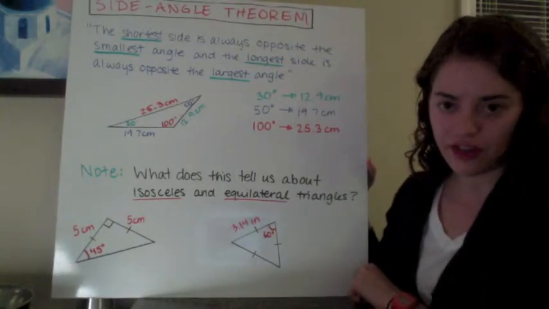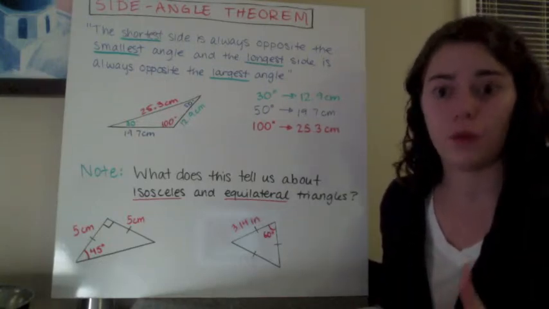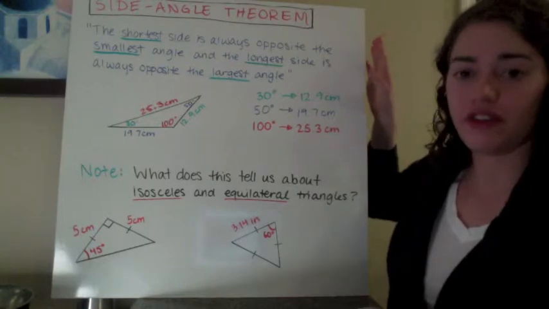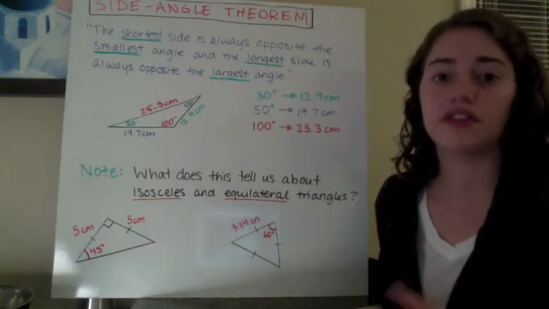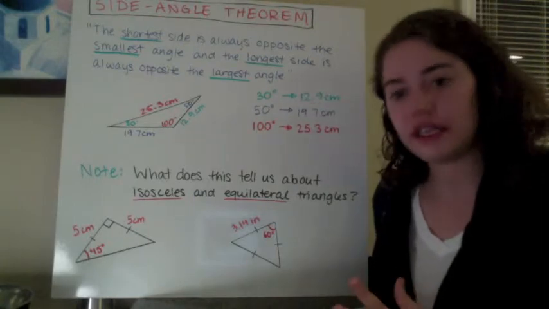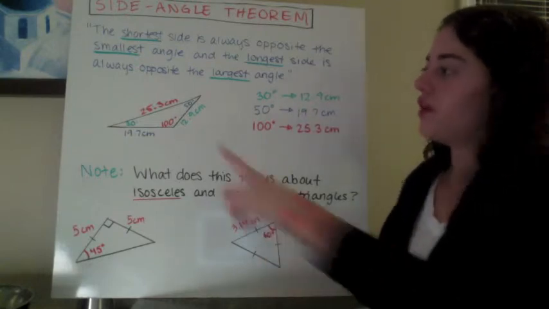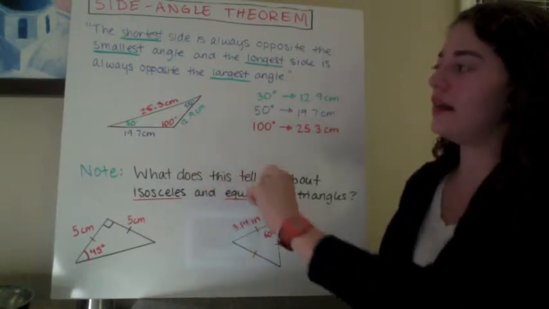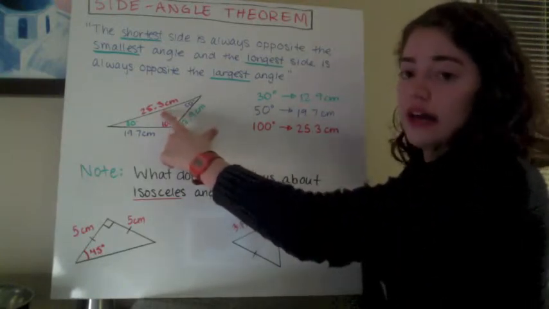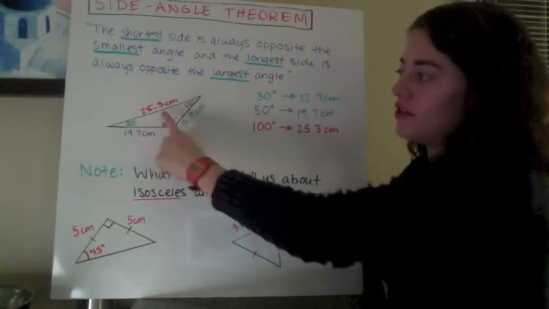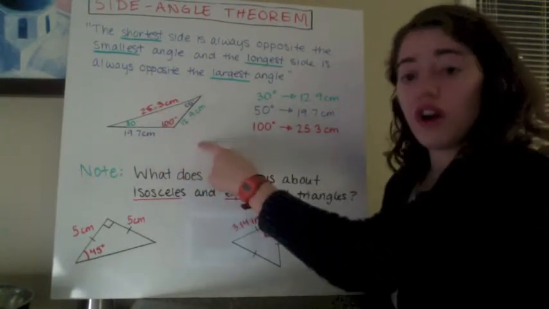Next, we have the side angle theorem. This is a great way to help us really understand triangles and how they work. The side angle theorem states that the shortest side is always opposite the smallest angle, and the longest side is always opposite the largest angle. So I've drawn a picture here, and I've highlighted in colors the longest line segment of the triangle and the biggest angle. And you can see that they are, in fact, across from each other.